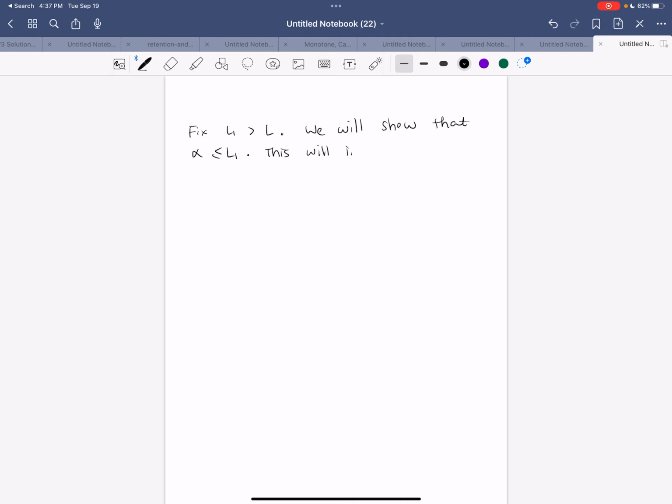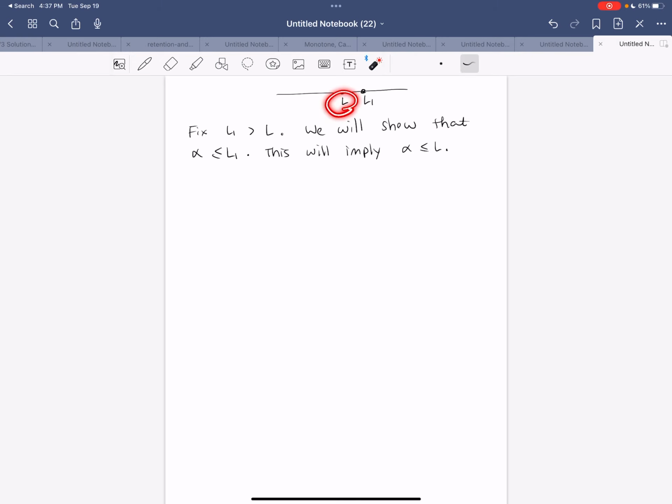This will imply alpha is less than or equal to L. Okay. So fix L1 bigger than L. So say here's L and here's L1.